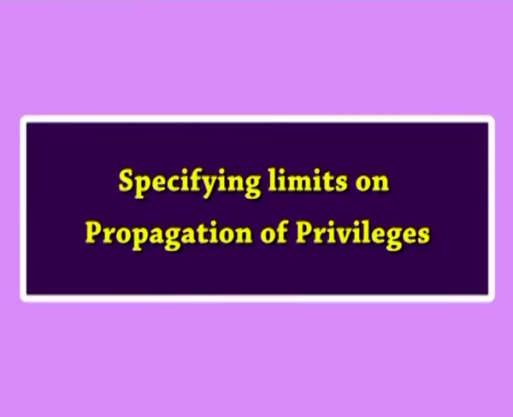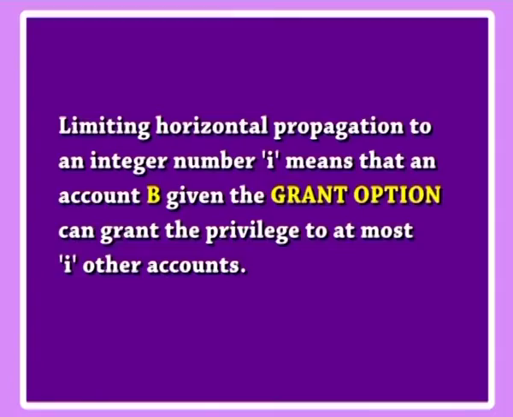Next is specifying limits on propagation of privileges. Techniques to limit the propagation of privileges have been developed, although they have not yet been implemented in most DBMS and are not a part of SQL. Limiting horizontal propagation to an integer number i means that an account B, given the grant option, can grant the privilege to at most i other accounts.